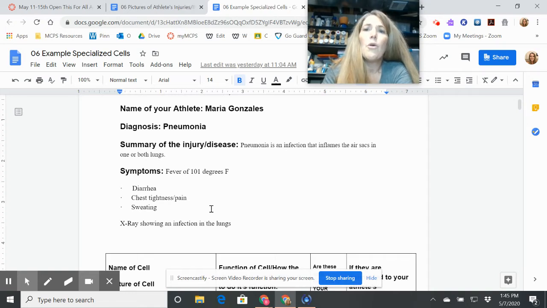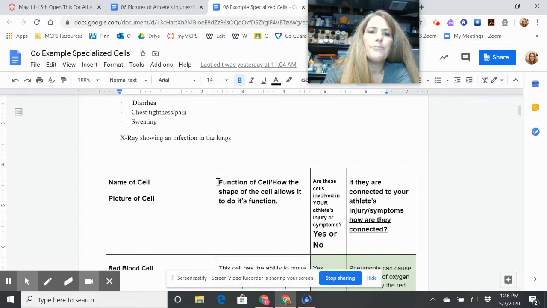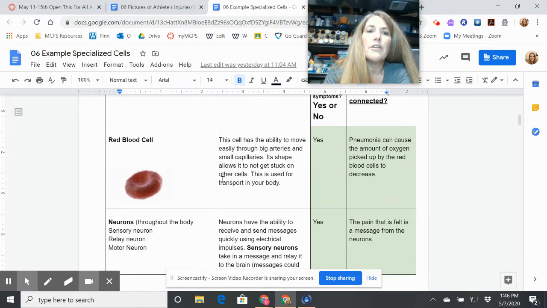And the symptoms. When I'm asking you for the cells that are involved, it's not just the cells that make up that part of the body, it's also the cells that are involved in the disease process. So if this person has pain, then they would have nerve cells involved in this. If they have sweating, they would have some skin cells involved in this, okay? Though that's not one of the options I have here. So then you're going to go through this chart. You're going to read about the type of cell, and you're going to tell me yes or no if it's involved in your person's disease process or disorder. And you're going to tell me if it's yes, how it's connected.